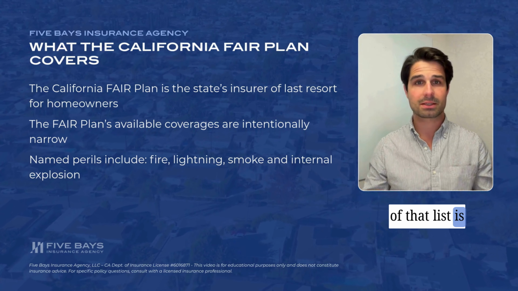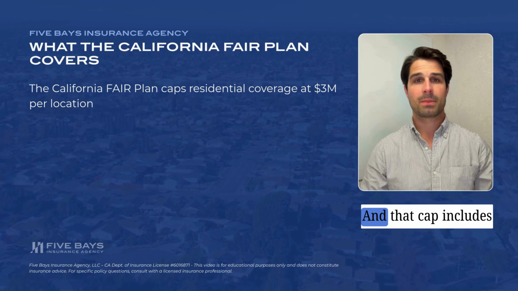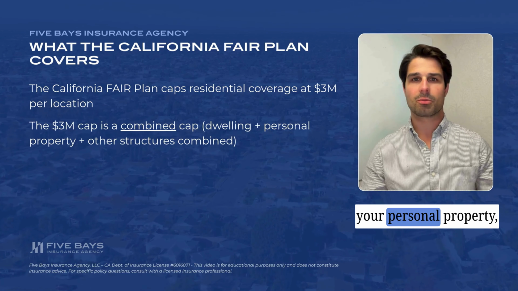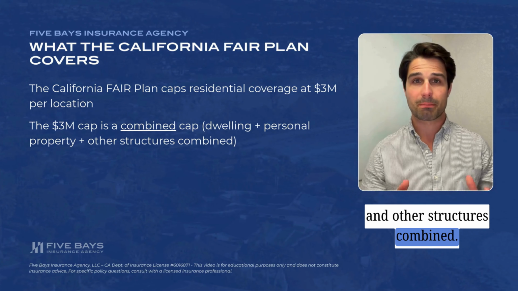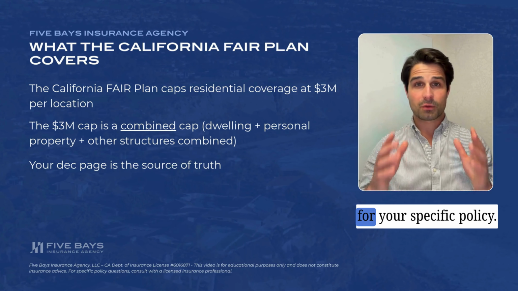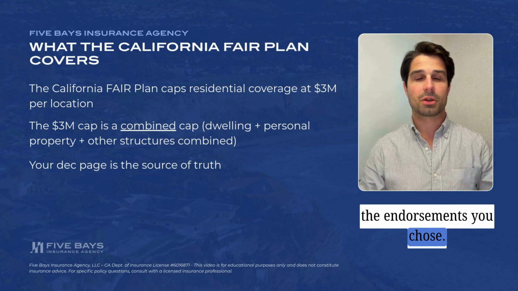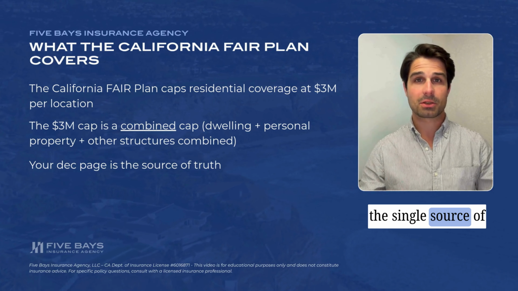There are optional endorsements available for things like windstorm or vandalism, but those are add-ons that you have to select. The California Fair Plan caps residential coverage at $3 million per location, and that cap includes your dwelling, your personal property, and other structures combined. Your declarations page is where all of this lives for your specific policy: the perils, the limits, the endorsements you chose. That DEC page is the single source of truth.